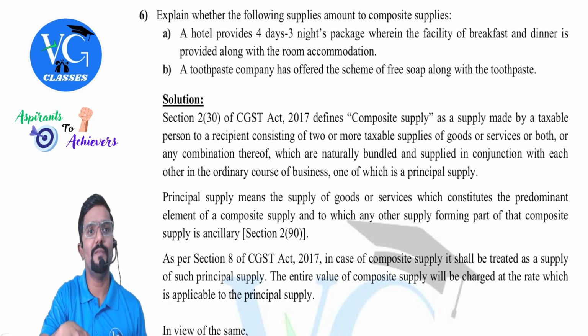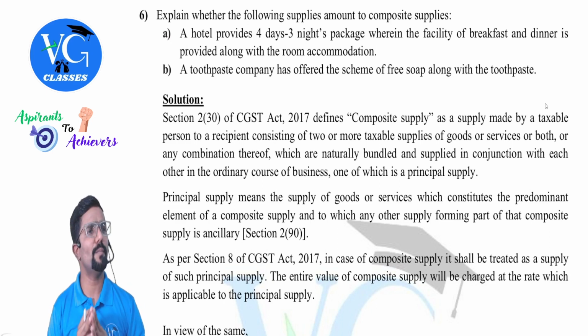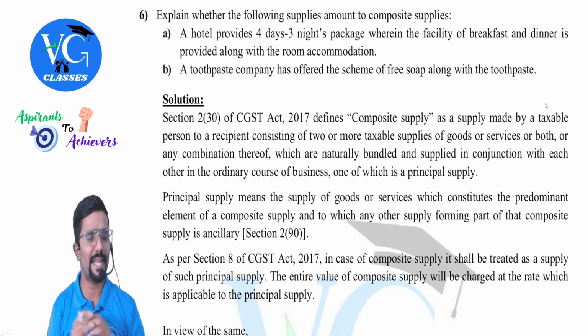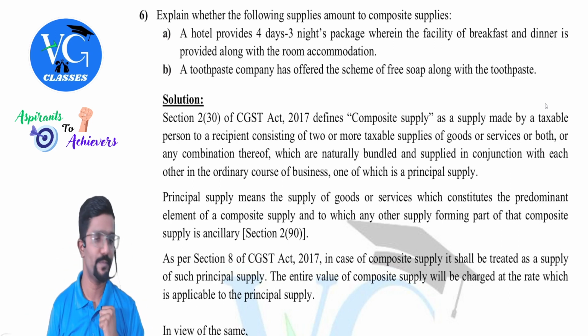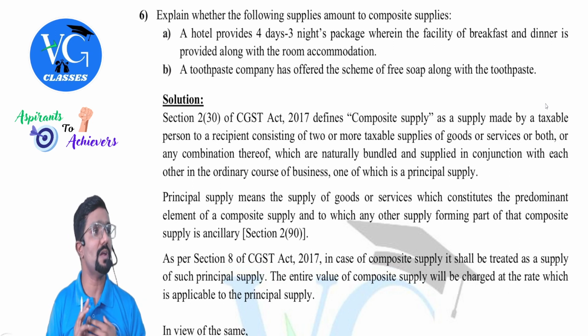Yes. Now we will solve a question on composite and mixed supply, guys. See, I have already given a number of examples and illustrations on this. We have already got 100% clarity on it. But just for writing practice, we'll solve one question on this. Explain whether the following supplies amount to composite supply or not. Simple, they have given two transactions. They're asking, is it a composite supply or not?